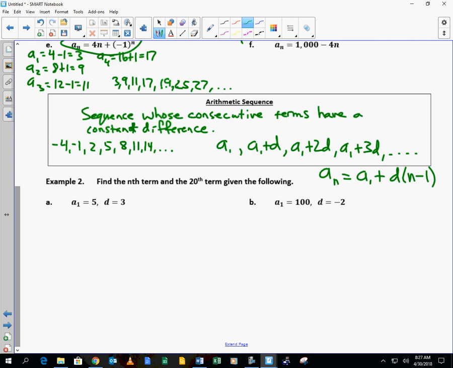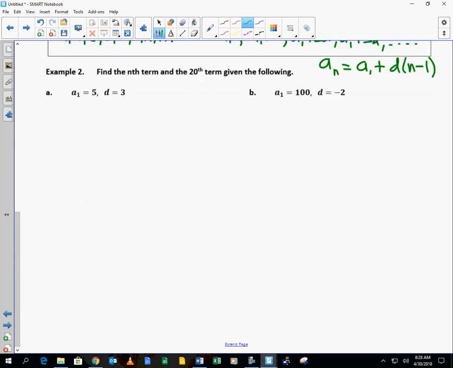So remember I told you about how challenging it is to find rules for sequences. We've already done that pretty simply for these, okay? So find the nth term and the 20th term given the following. So a sub 1 is 5 and d is 3. So it says find the nth term and the 20th term. Well, we would like to have a rule. Find the nth term means find the rule.